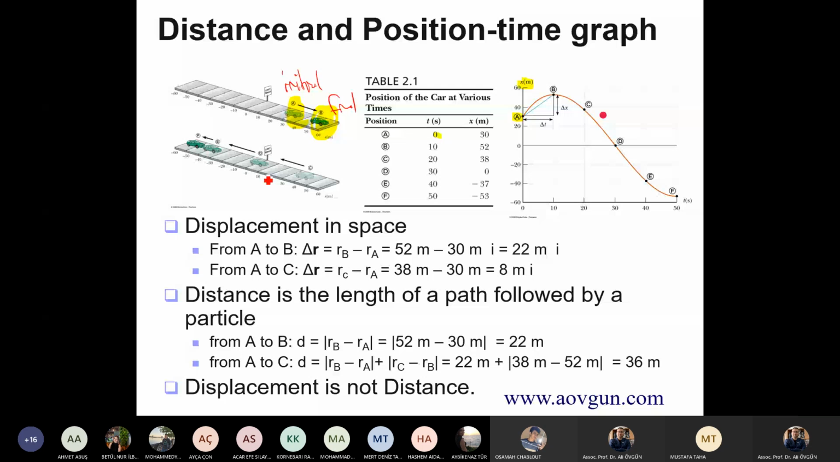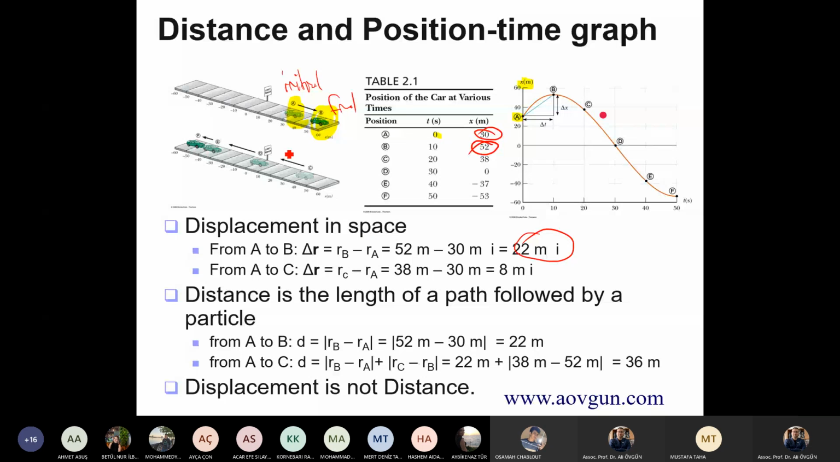How can you find displacement? Final position minus initial position. So final position 52 minus initial position 30 will be equal to 22 meter I hat. They are in one dimension, so we only use the I hat direction.